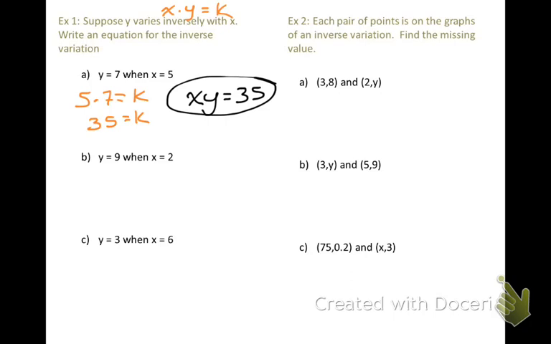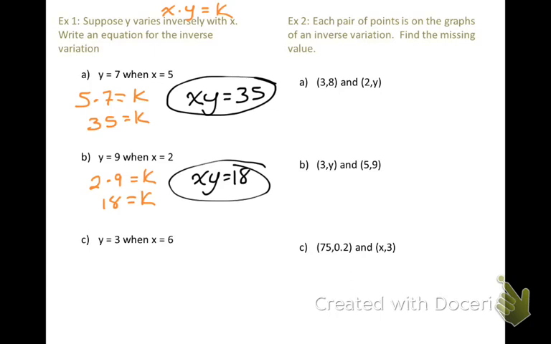Again, you do 2 times 9, x times y equals k. So 18 equals k. So your answer would be xy equals 18. Why don't you try C by yourself? Your answer for C would be xy equals 18, same as B. 3 times 6 is 18. Alright. Now we're going to do each pair of points on the graphs of an inverse variation.